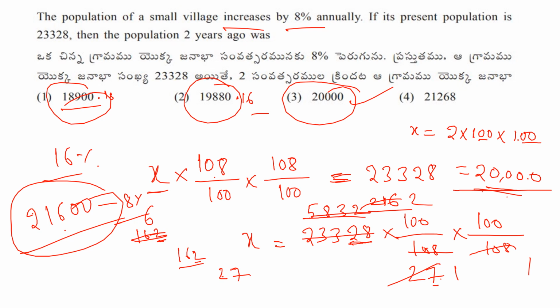I hope you understand the logic. It won't be complicated. I am explaining in a slow way, step by step, that's why it was taking this much time. But if you are well aware of writing this step, X into 108 by 100, 108 by 100 like this, then you can do it in an easy manner. It won't take much time.